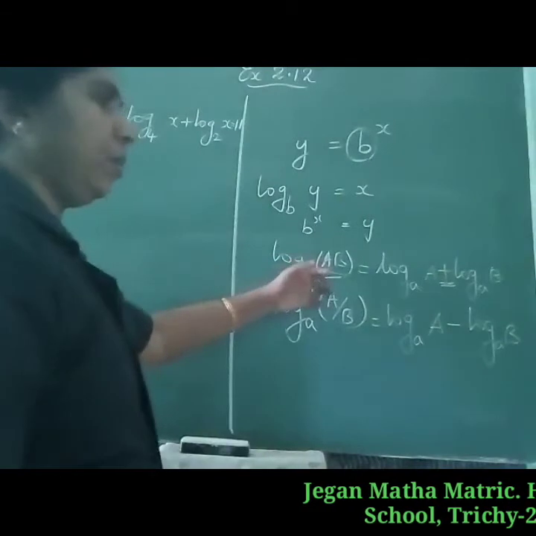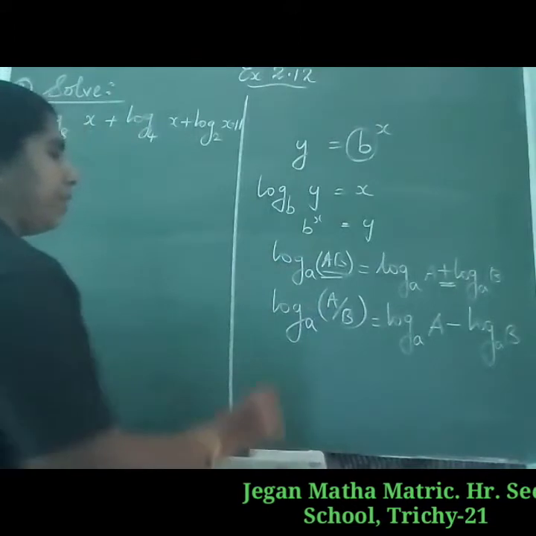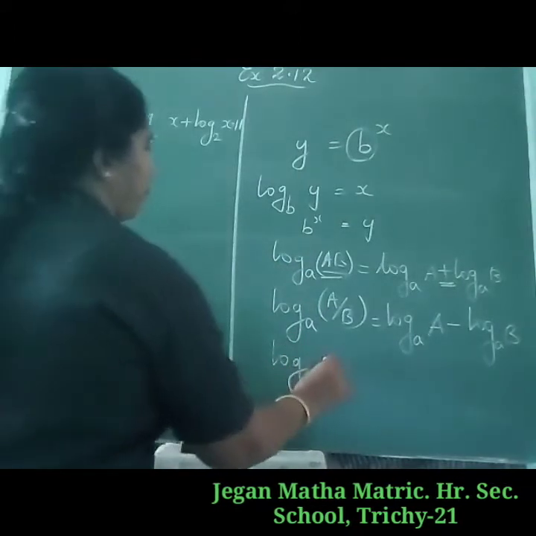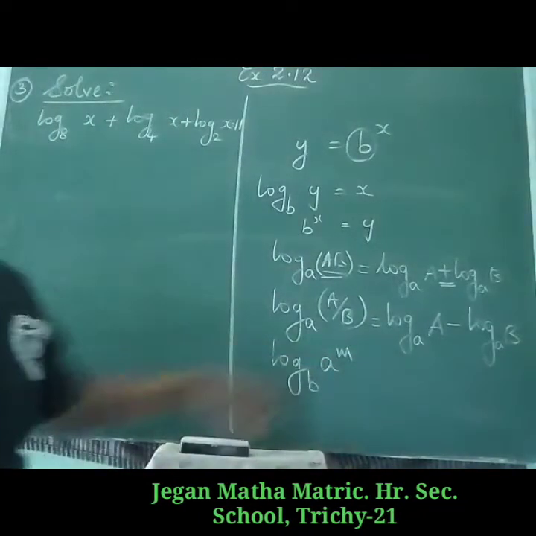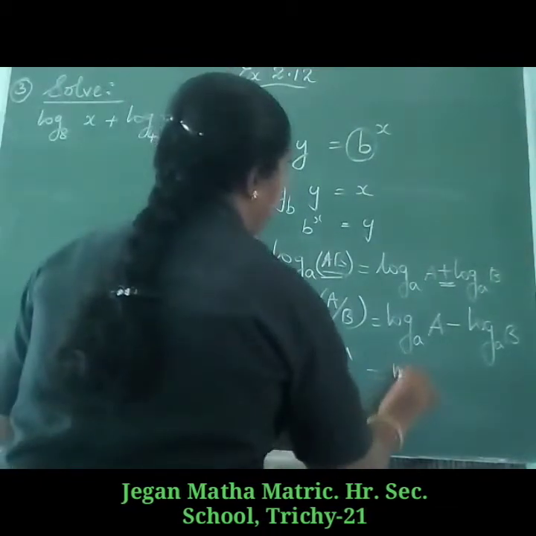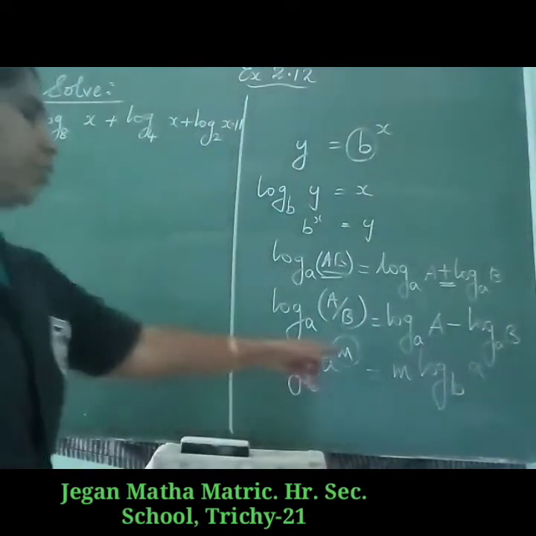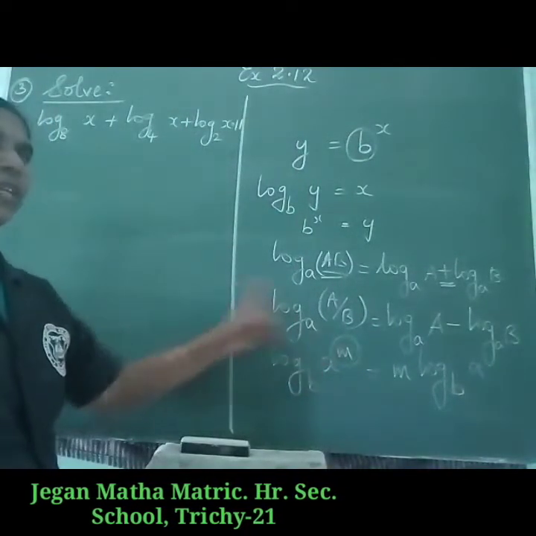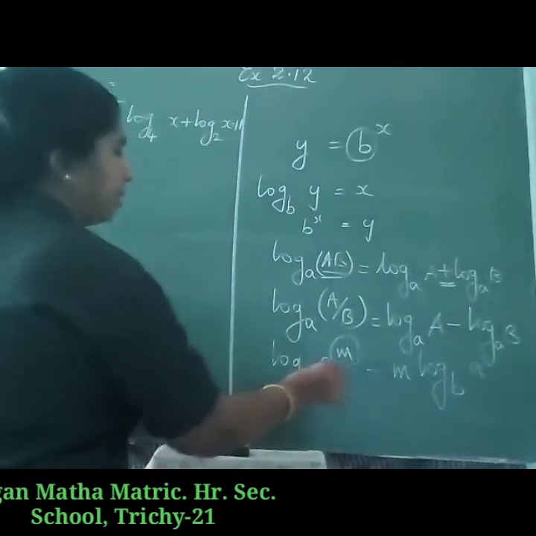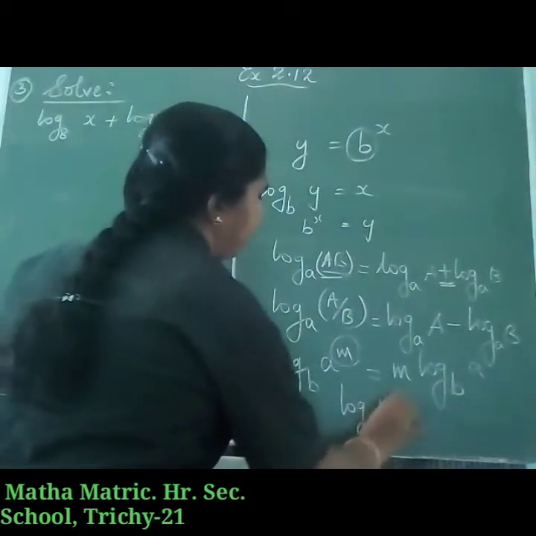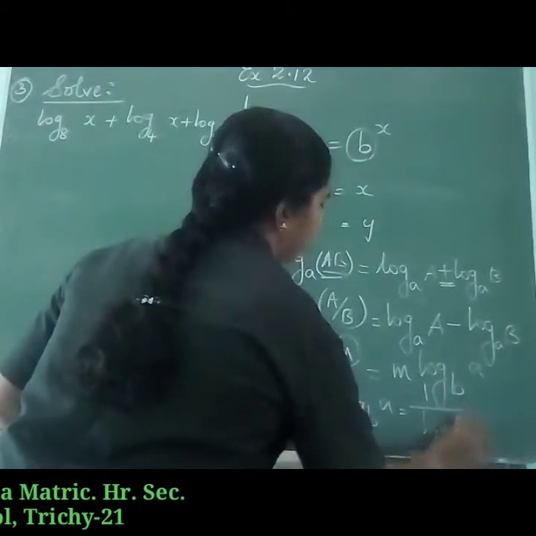So the first one is the product rule, the second one is the quotient rule, then the third one is the power rule. That is, log a power m to the base b. Any value given as a power can be written as m log a to the base b. The power, the constant number, we have to write first. So m log a to the base b. Then if you want to change the base, log a to the base b can be written as 1 by log b to the base e.